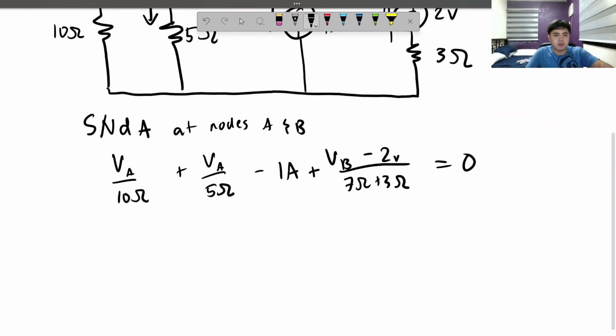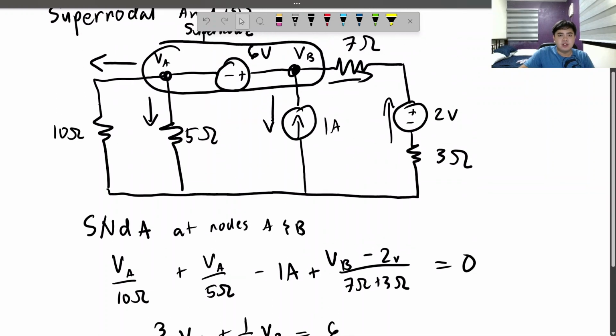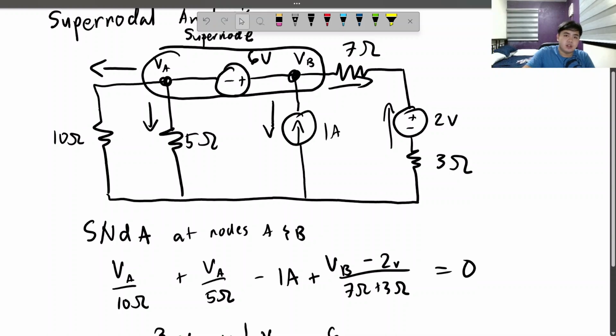Now let's rearrange some things. 1/10 plus 1/5, that is 3/10 VA. Then VB over 10 is 1/10 VB. And then putting all the constants to the side, we get 1 plus 2 over 10, which is 1/5. So that would be 6 over 5. Yes. Okay. So what's the next constraint equation?